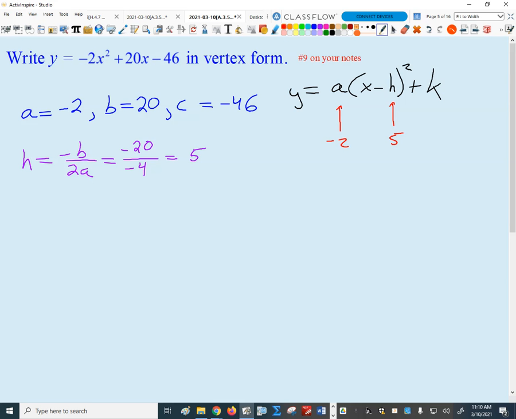Write down real quick, what's my formula for calculating k? What's the formula for calculating k? Good stuff. All right. Good, good.